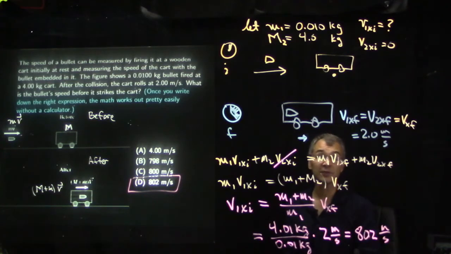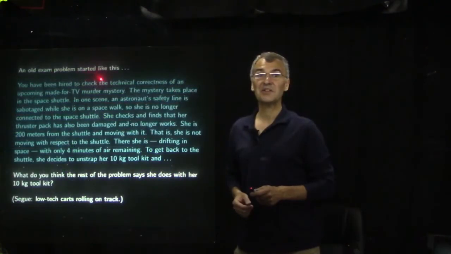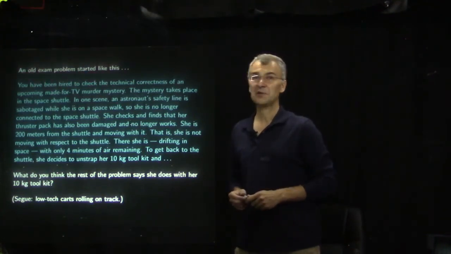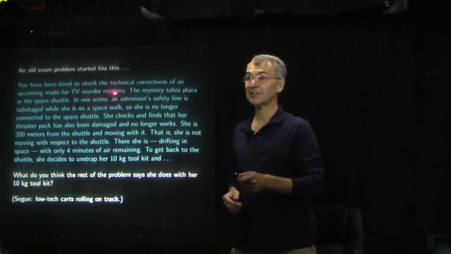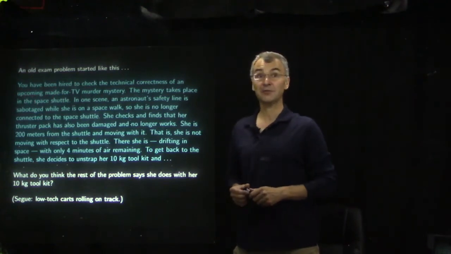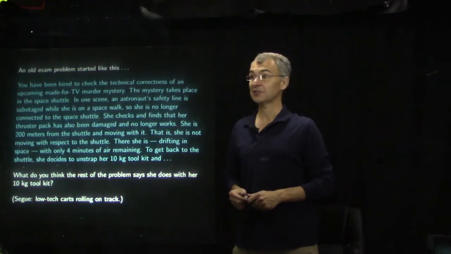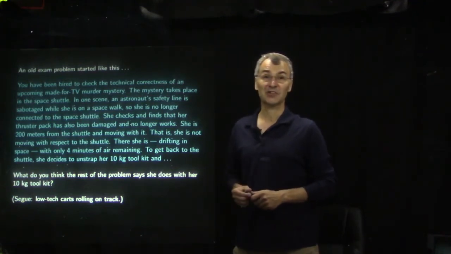That's our first quantitative problem using momentum. Isn't that fun? A final exam problem used in this course about 6 or 8 years ago started like this. You have been hired to check the technical correctness of an upcoming made-for-TV murder mystery. The mystery takes place in a space shuttle. Oh, well, there used to be a space shuttle. Maybe it takes place now in the International Space Station.